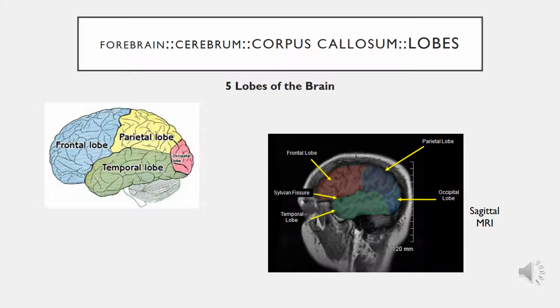Alright, so we started out with the whole brain. Then we broke that brain into 3 main components: the forebrain, midbrain, and hindbrain. Then we took the forebrain and divided that into 2 parts, the cerebrum and the diencephalon. Then we took just the cerebrum and divided that into the 2 hemispheres, the right and the left. Now we're going to take each hemisphere and divide that into 5 lobes. The lobes of the brain correspond to the cranial bones. So if you know your cranial bones, finding the brain lobes is going to be easy.